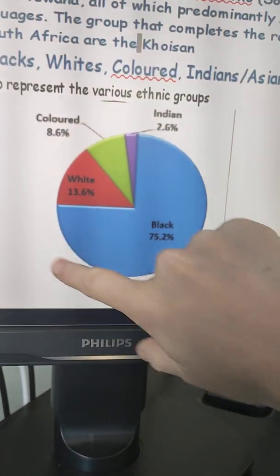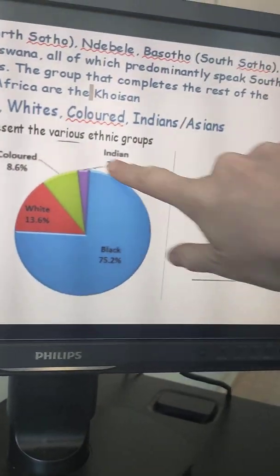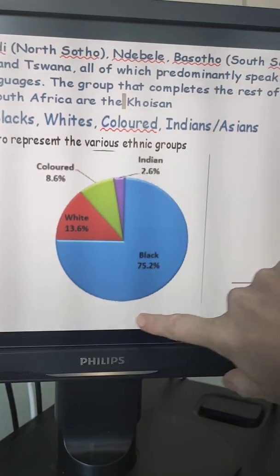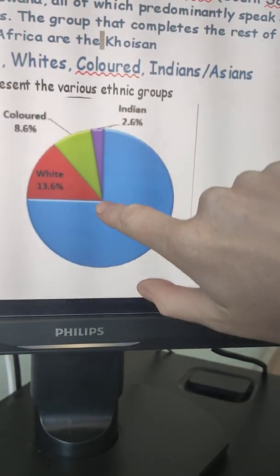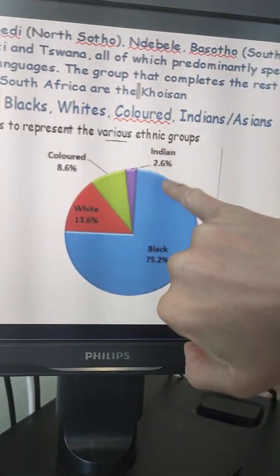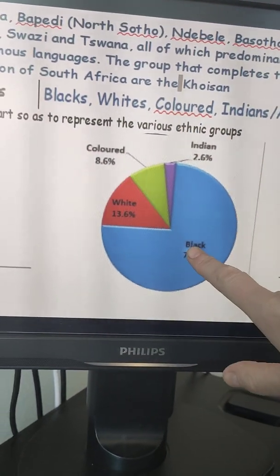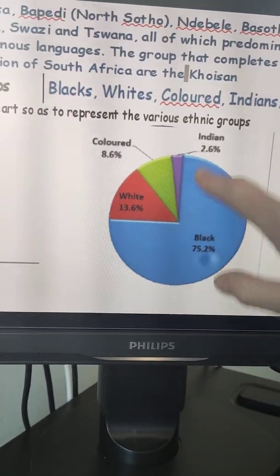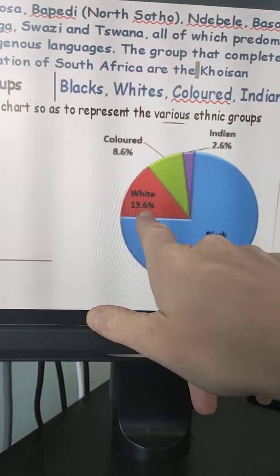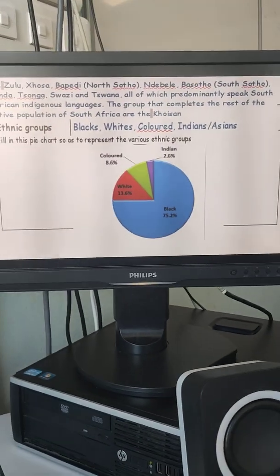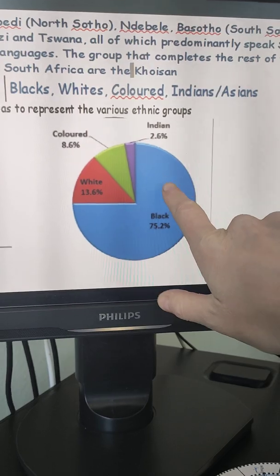So if we look at this pie chart, it's called a pie chart, we notice that the majority of people in South Africa are black, 75.2%, and only 13.6% are white. So the majority of people are black.